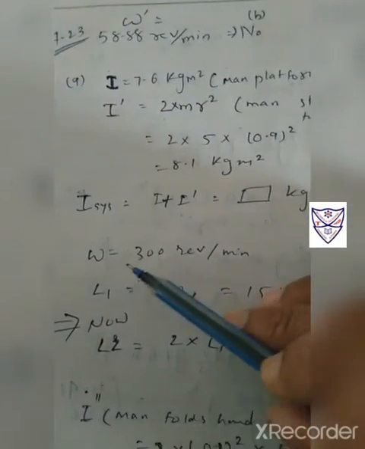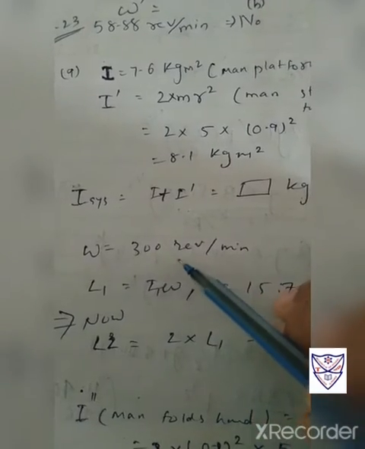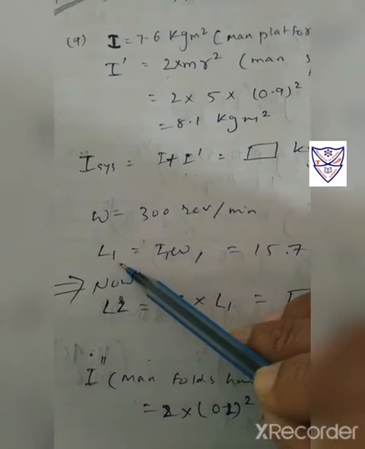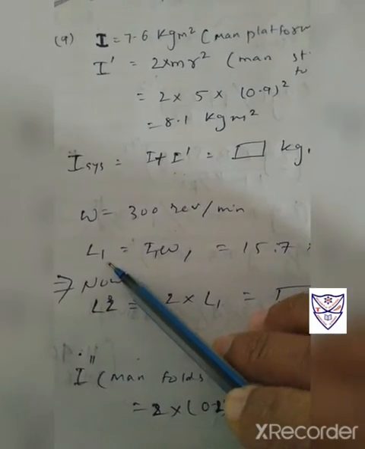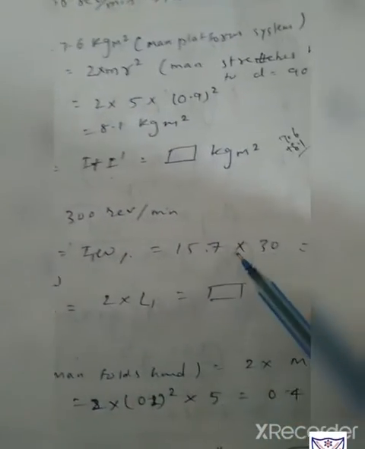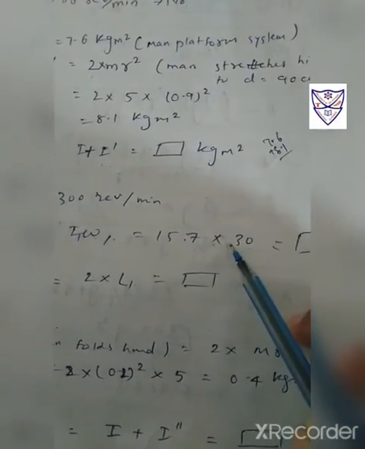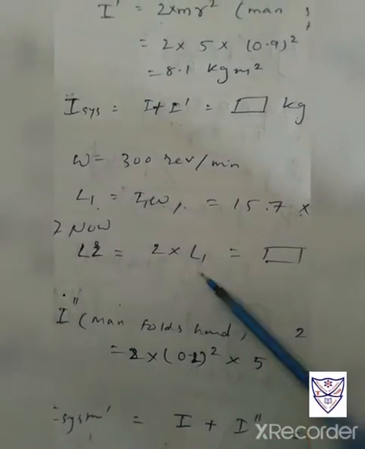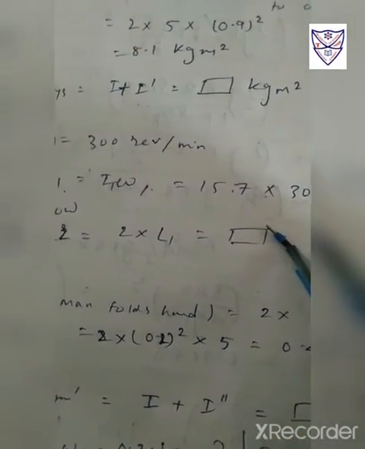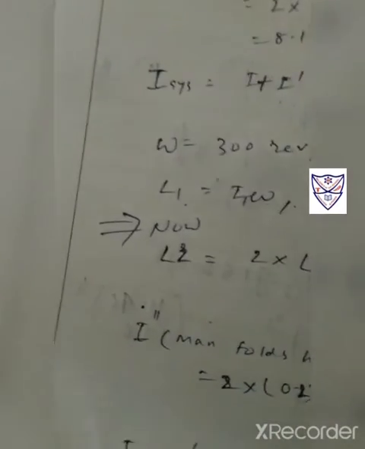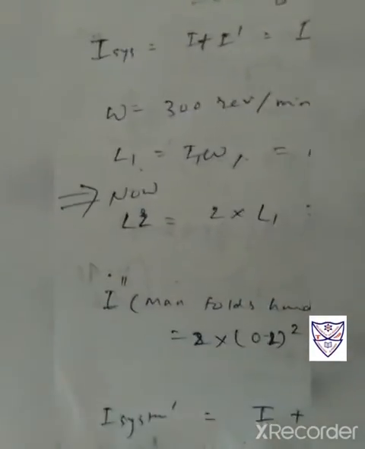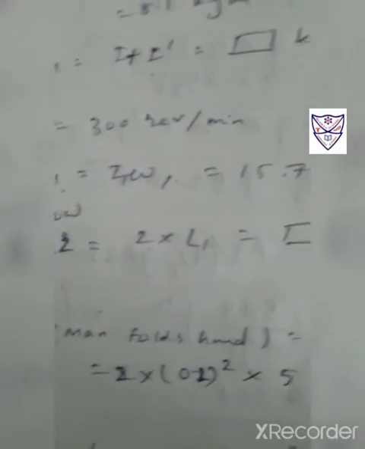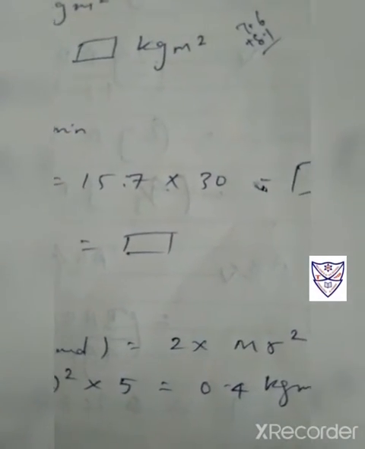But here they have also provided omega equal to 300. And moreover, angular momentum is I omega. Placing the values of this I and omega will give you the angular momentum L. L2 is double of that term. Okay, so you get your value. So that's easy.